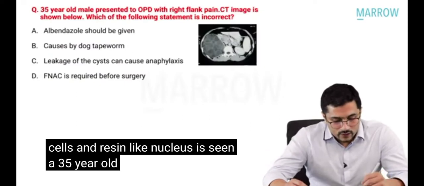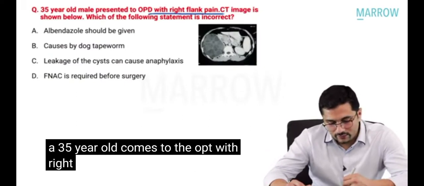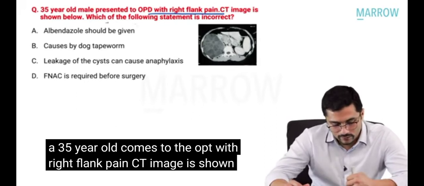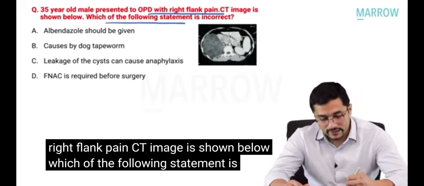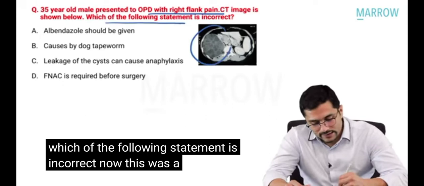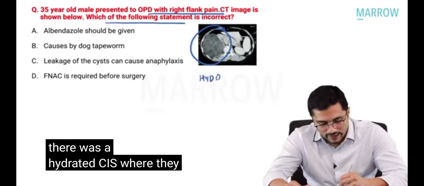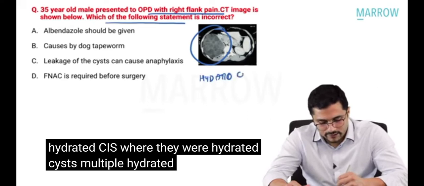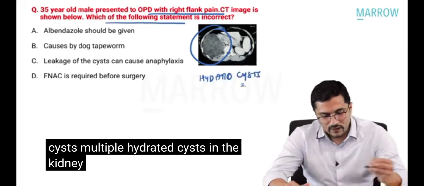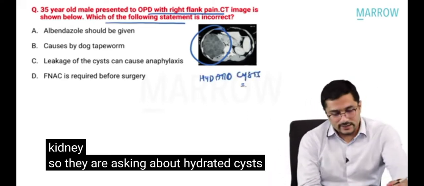A 35-year-old comes to the OPD with right flank pain. CT image is shown below. Which of the following statement is incorrect? Now, this was a CT image where there were multiple hydatid cysts in the kidney. So, they are asking about hydatid cysts.